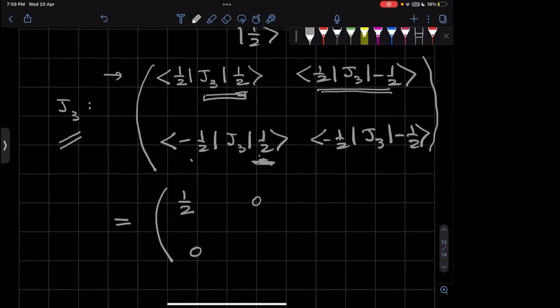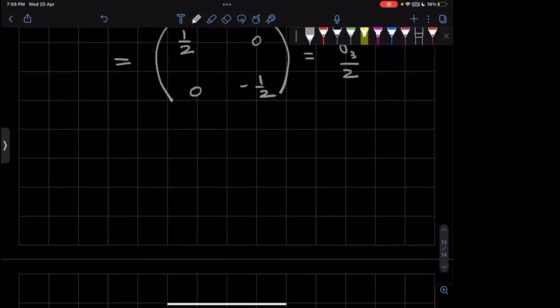So here we are going to have J3 acting on this guy is going to give me minus half and then normalization, right? So we see that in this representation, J3 is just sigma 3 by 2. Okay. Now let's figure out J plus.